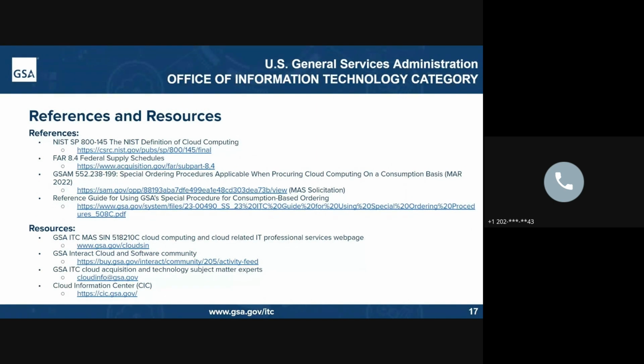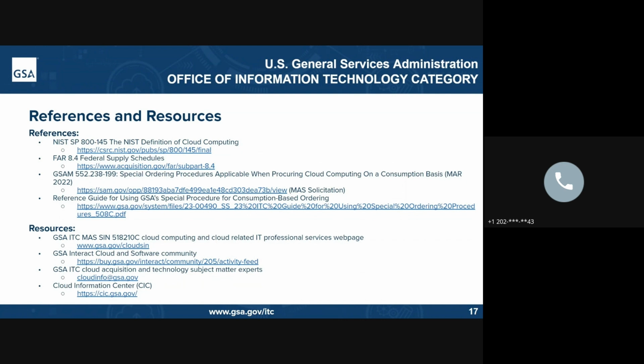All right, in closing of this video, I'd like to highlight some references that are not just applicable to requirements task orders, but also to the cloud SIN, that should be useful to you as you move through your cloud acquisitions. The first one is NIST Special Publication 800-145, the NIST definition of cloud computing. This is the federal government's definition of cloud computing. It also forms the technical foundation for the cloud SIN under the GSA's Multiple Award Schedule.